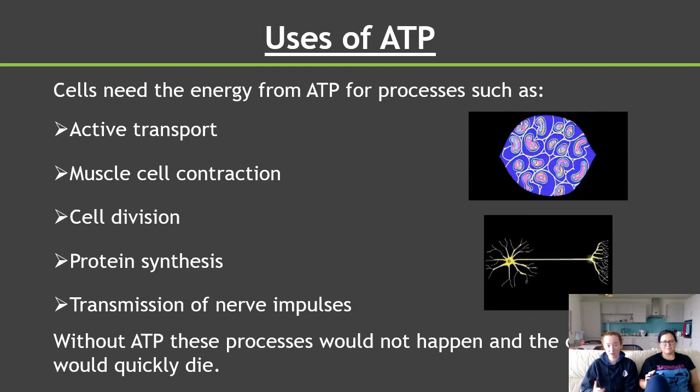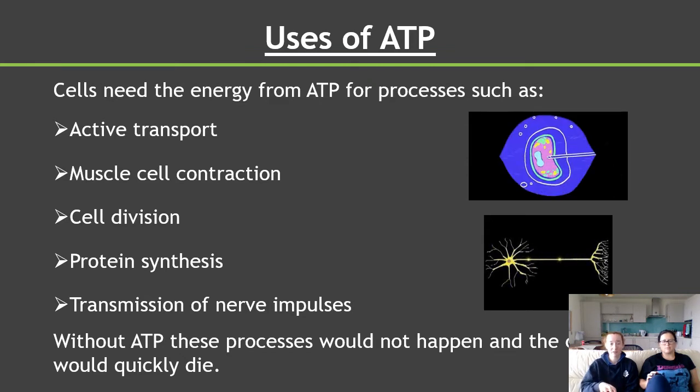Muscle cell contraction. So not muscles contracting, but muscle cell contraction. Really, really important you put that word cell in there or else that would be incorrect. Cell division, which is a process we will look at in the multicellular topic. Protein synthesis, again, we've already looked at it. It requires energy. And then transmission of nerve impulses, which again we will also look at in multicellular organisms. But these are your 5 main uses of ATP. Put them on flashcards and learn all of these.